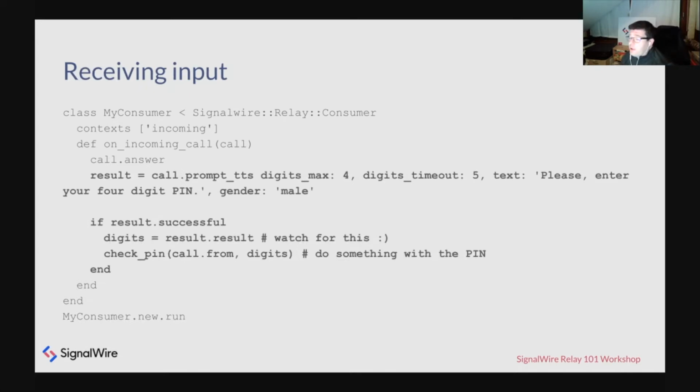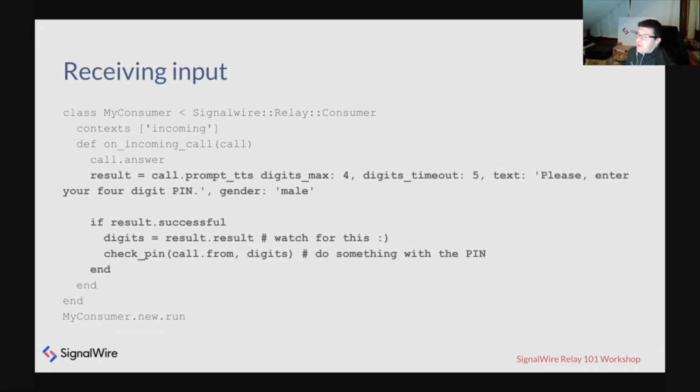Another important interaction, and one where Relay really shines, is receiving input. Relay has the ability to receive digits and speech input at the same time too, in which case you're even able to check for type. So essentially, if someone entered digits using their DTMF keypad, you will know it's a digit, otherwise it will be speech. We are generally using the prompt method.